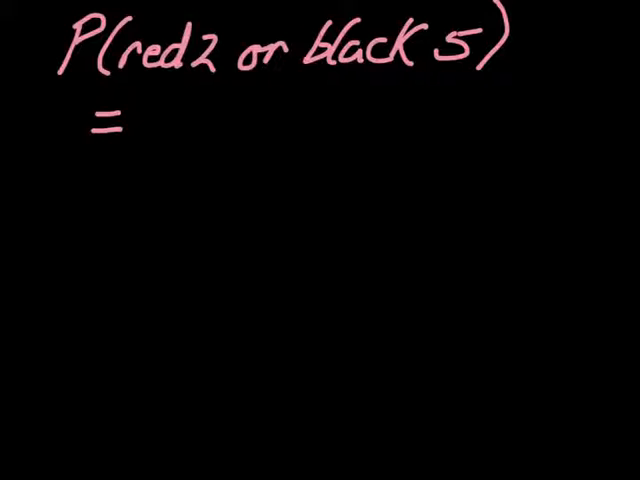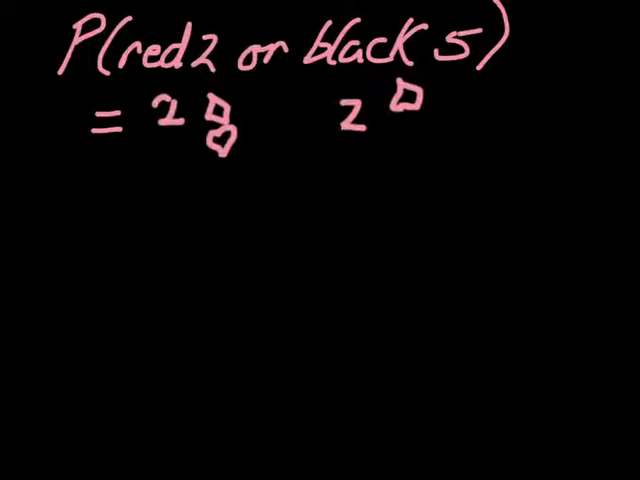Probability of getting a red 2 or a black 5. Are they mutually exclusive? Yes, they are. A red 2 and a black 5 have nothing in common. How many red 2s are there in a card deck? Well, there are 2 of them. There's a diamond and a heart one. And how many black ones are there? Well, there's 2 of those as well.